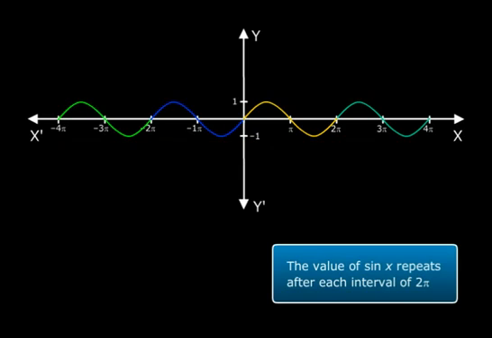You don't believe me? Go back to the graph. Look at sin pi by 2. Its value would be 1. Now what is pi by 2 plus 2 pi? Simple calculation. 5 pi by 2.